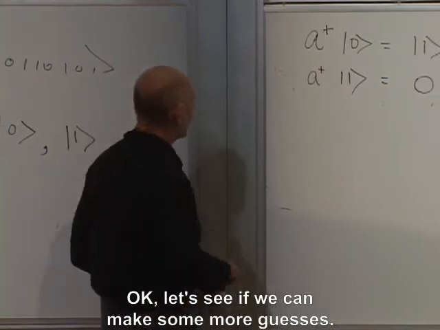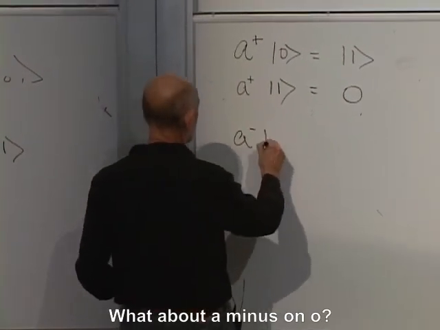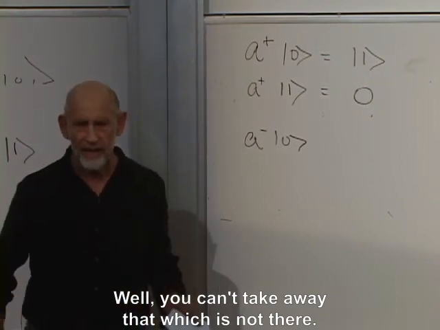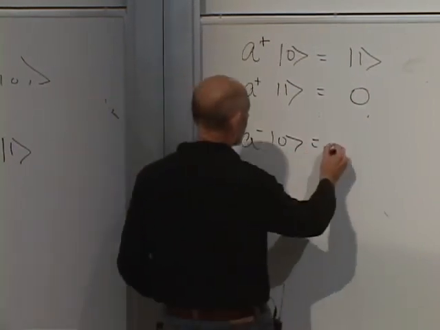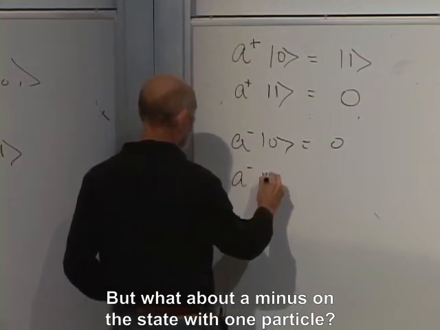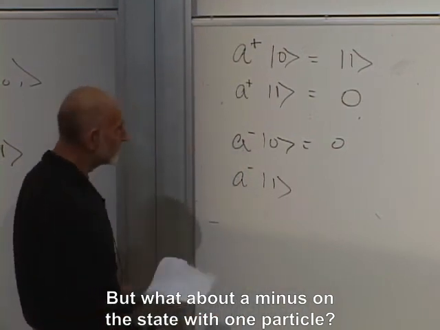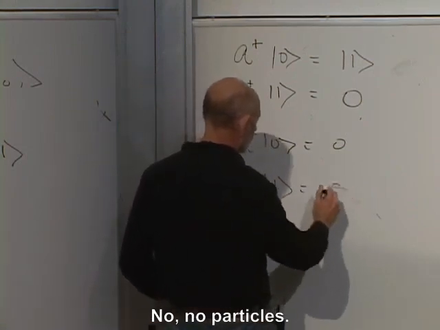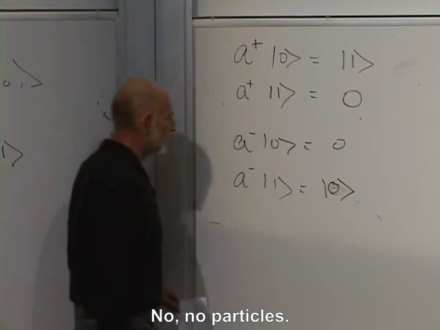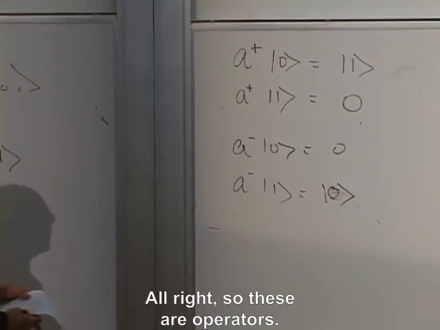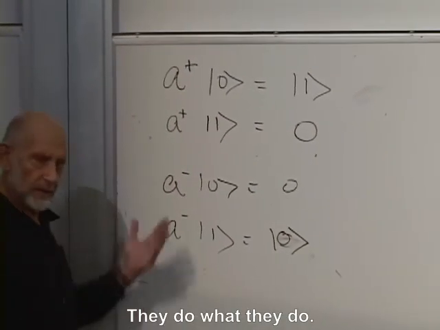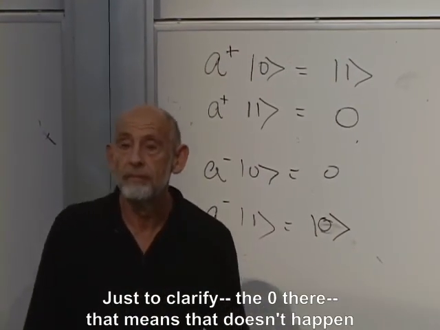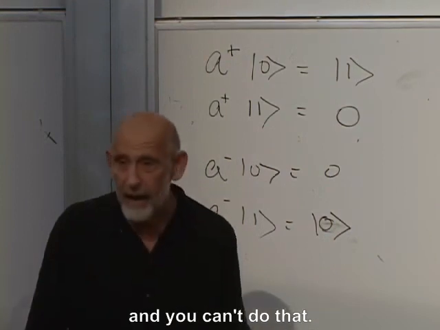Okay, let's see if we can make some more guesses. What about a minus on the state with no particle? Well, you can't take away that which is not there. But what about a minus on the state with one particle? No particles. So these are operators which do what they do. Just to clarify, the 0 there means that doesn't happen, or you can't do that.